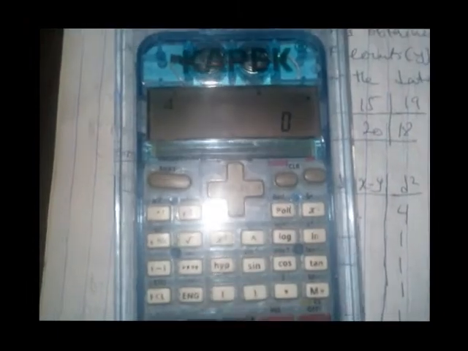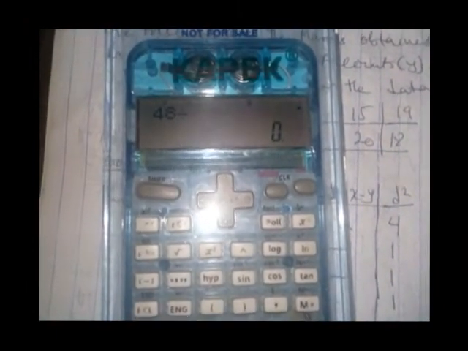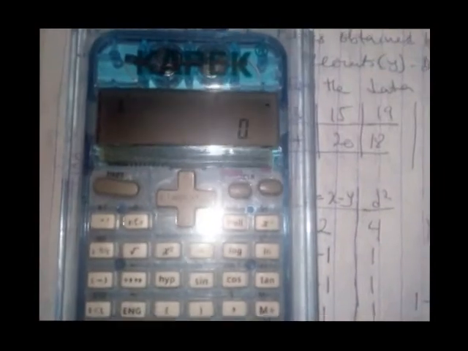Now we have 1 minus 48 divided by 120, which gives us 0.4. So 1 minus 0.4 obviously will give us 0.6.